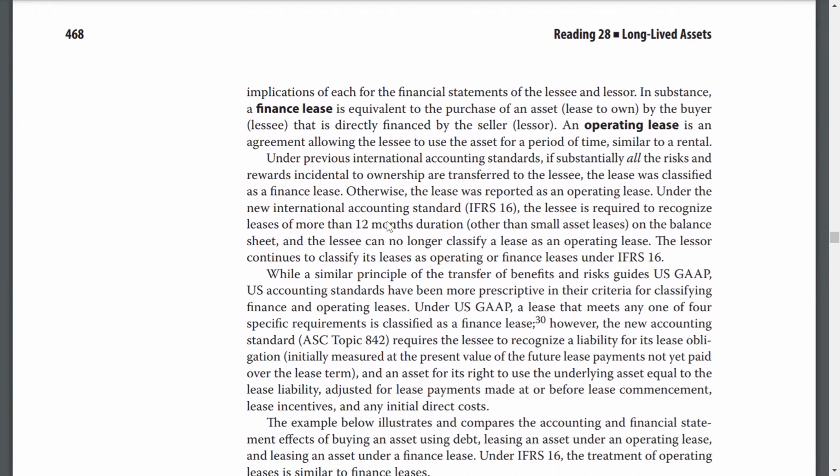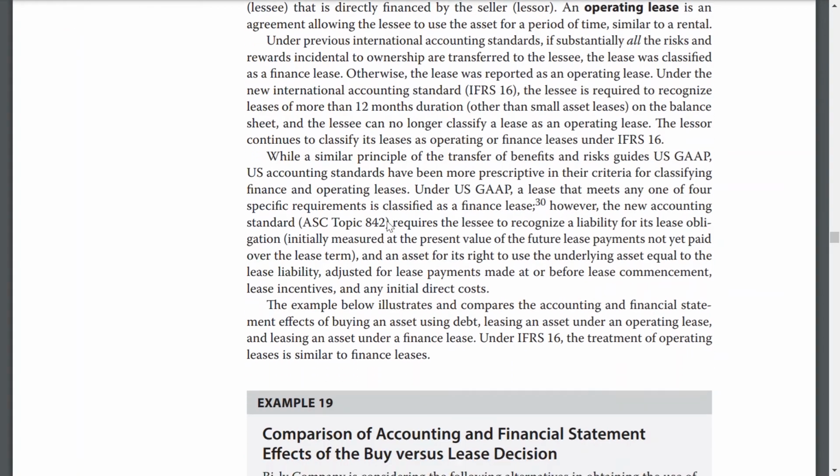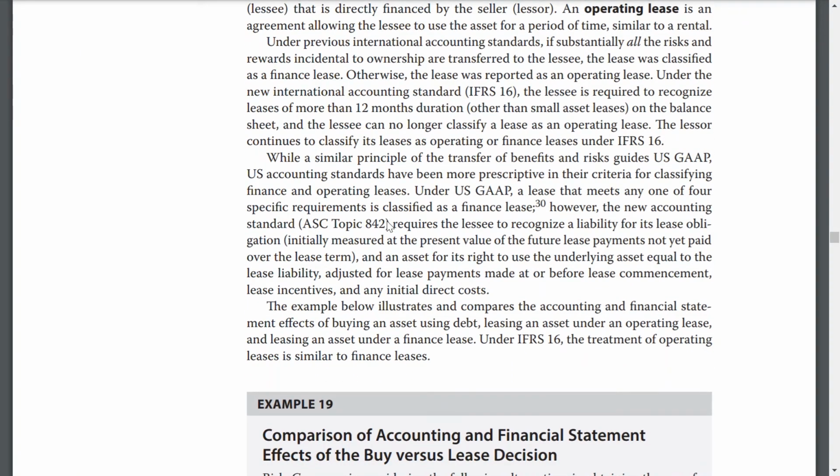Under previous international accounting standards, if substantially all the risks and rewards incidental to ownership were transferred to the lessee, the lease was classified as a finance lease. Otherwise, the lease was reported as an operating lease. Under the new international accounting standard, IFRS 16, the lessee is required to recognize leases of more than 12 months' duration on the balance sheet, and the lessee can no longer classify the lease as an operating lease. The lessor continues to classify its leases as operating or finance leases under IFRS 16, with similar principles under US GAAP.